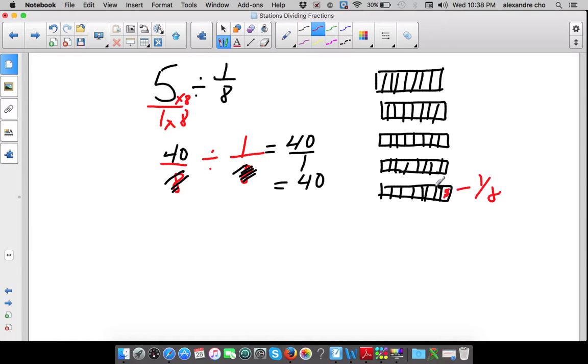So if you have 5 batches and you cut into eighths, how many little parts would you have? You would have 1, 2, 3, 4, 5, 6, 7, 8. Each of these is 8, plus another 8, plus another 8, plus another 8, plus another 8. So you get a total of 40 people that you can give this to, because you will have 40 little splits here. So both ways.